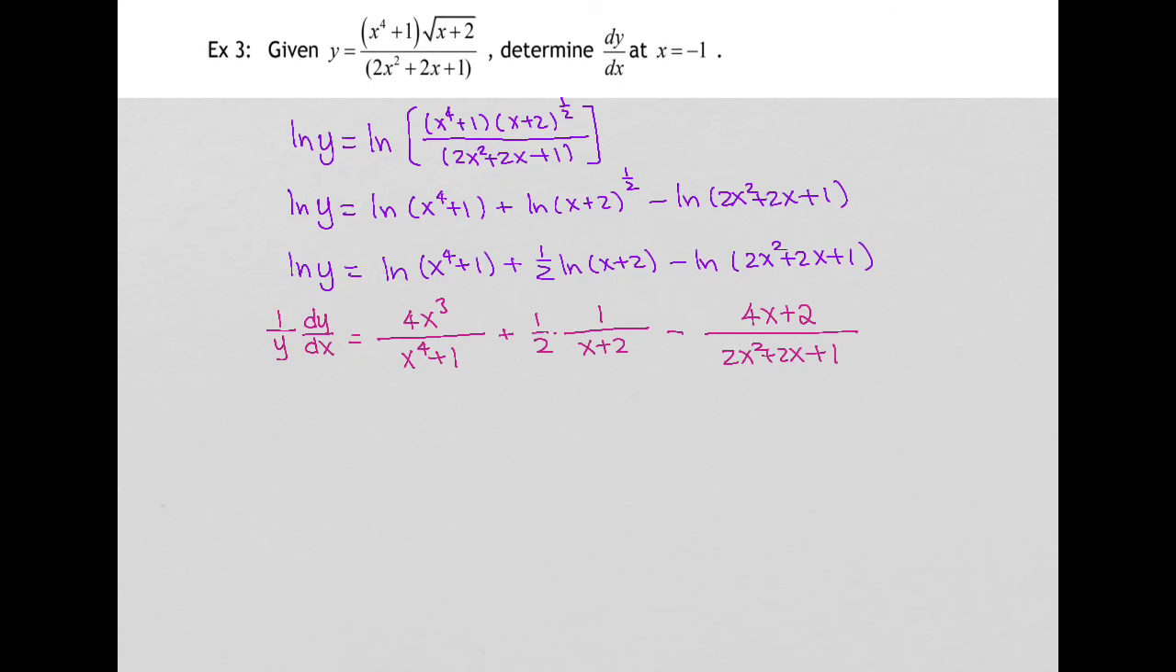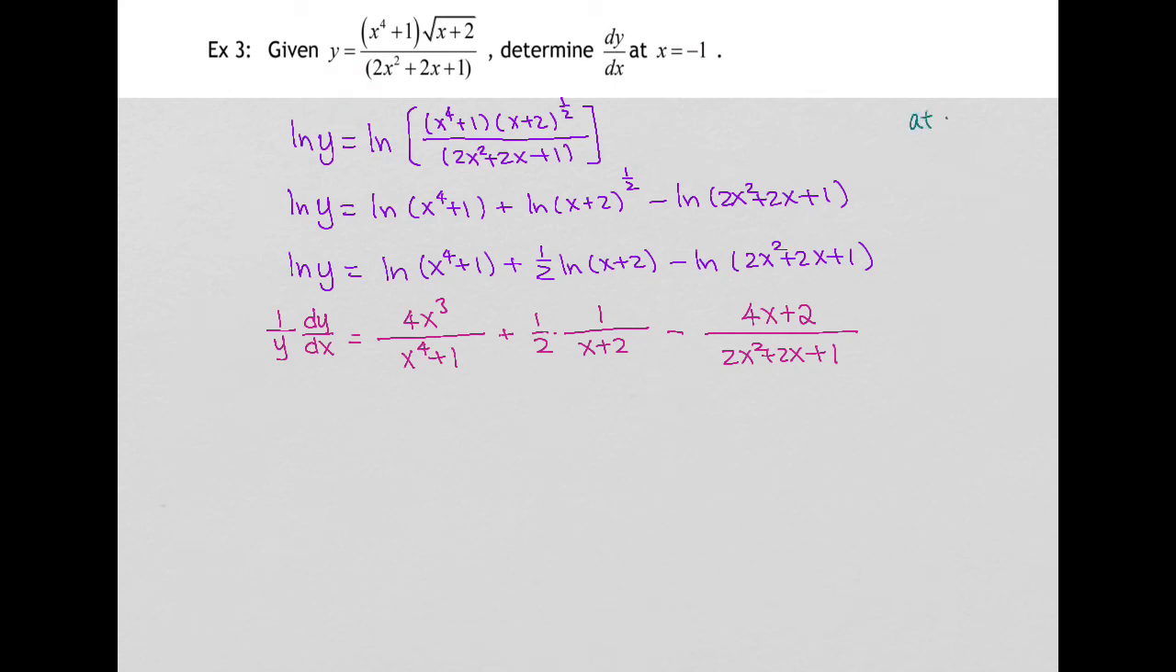Usually at this step, you will be able to substitute x equals -1 into the equation here to find the slope of tangent. But the only problem we have here now is we have a 1 over y on the left-hand side. That means not only I need to know the x value, I also need to know what's the y value. So we have to put x equals negative 1 into the original function to find y.